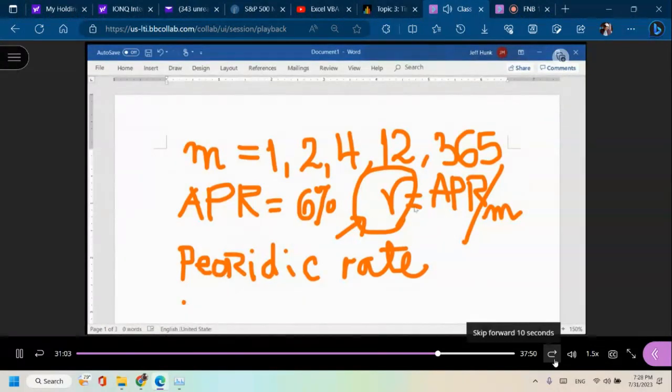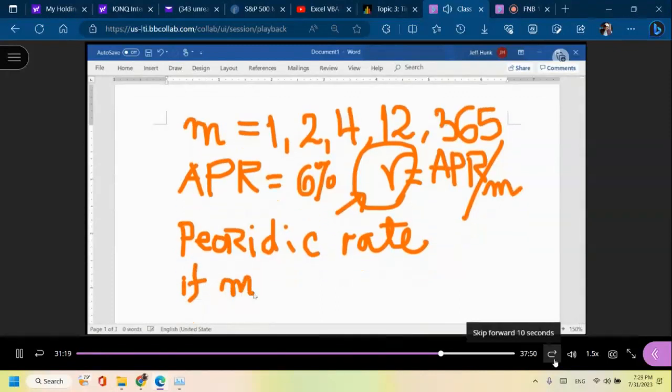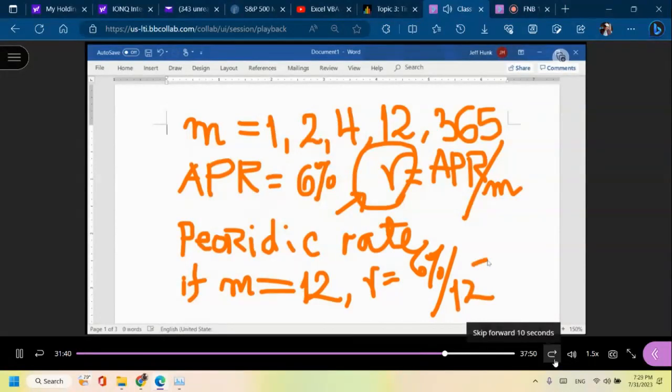Now, what happens if M is 12, meaning it's monthly compounding? Then what's going to be R? Of course, APR over M, 6% divided by 12. So it's going to be 0.5%, right?